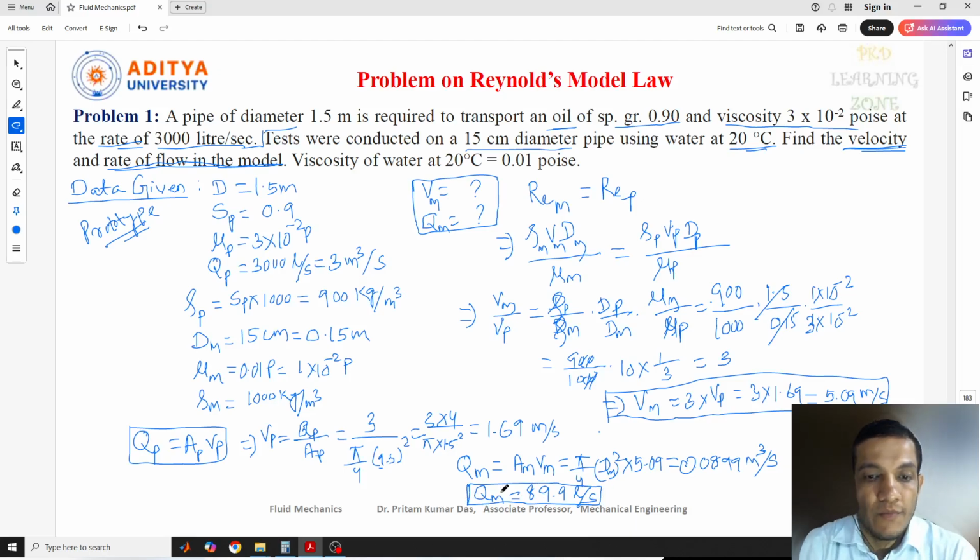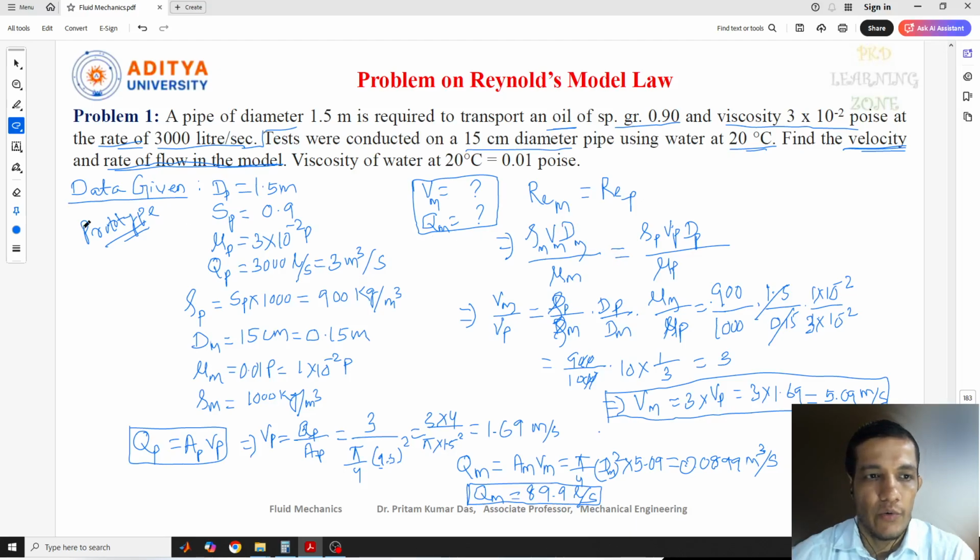Okay, now as per the question, we have identified the velocity of the model and the rate of flow in the model. Here you can see these two things are different because your diameters are different. The diameter of the prototype is given as 1.5 and the diameter of the model is given as 0.15. If that varies, you'll get a variation in the answer also. If you consider similar conditions, then we'll get similar answers for both. So I hope you understand how we have solved this problem.